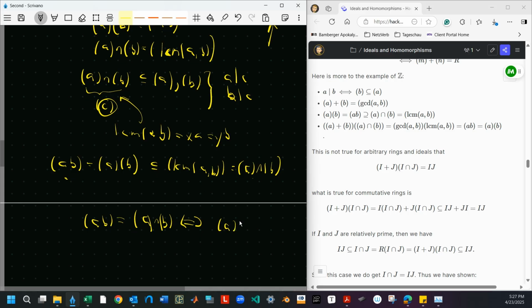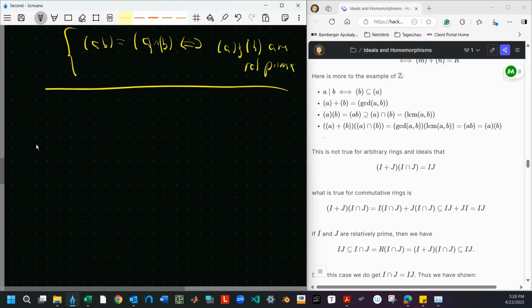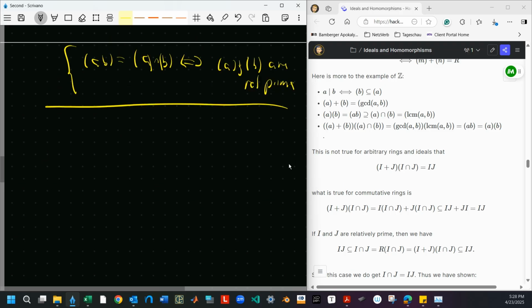So I could say if and only if A and B, as ideals, are relatively prime. So we could do it like that. Anyway, lots of good number theory stuff. And now we want to get the same sort of thing in general rings. So let's see what we can get.